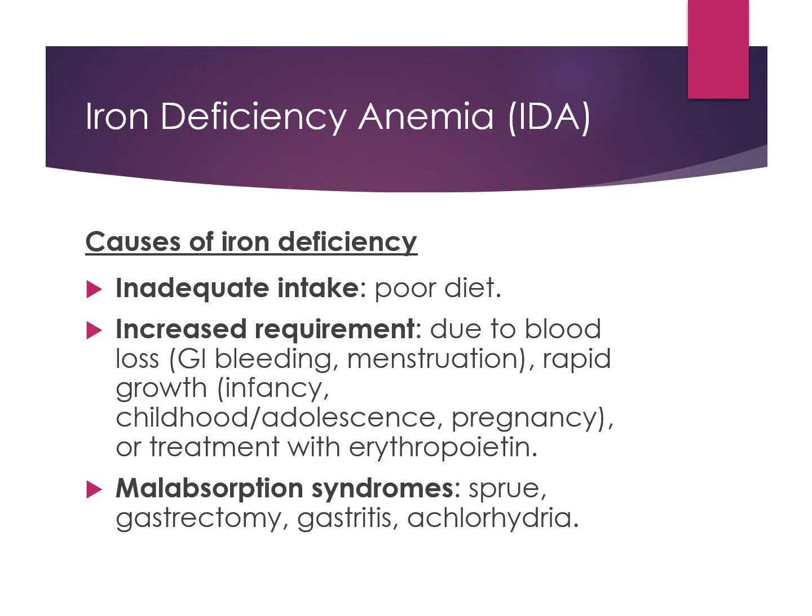The most common cause of microcytic hypochromic anemia is iron deficiency anemia. You might hear it called IDA. Usually the most common cause is iron deficiency due to inadequate intake or poor diet. It could be due to increased requirement, so rapid growth, childhood, adolescence, pregnancy. It could be due to blood loss, either through menstruation or a GI bleed or some kind of chronic bleeding disorder. And it might also be with treatment of erythropoietin.